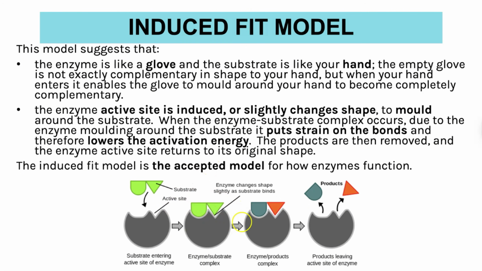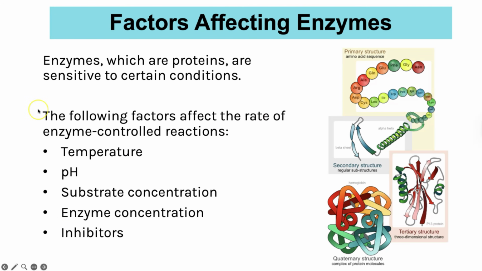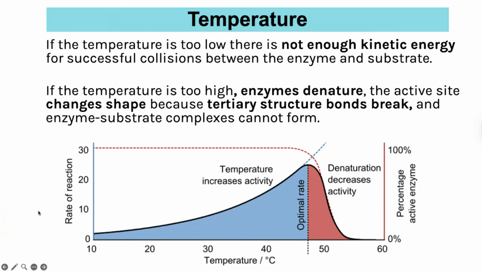But because it's molding around it, when it's in this enzyme substrate complex, that is going to be putting strain and tension on the bonds, and therefore less energy is needed to break them. So that is the accepted model. Now we have more of an awareness that proteins aren't completely rigid. There is some flexibility to their structure, and it better explains how the activation energy is lowered. So factors that affect enzymes then are temperature, pH, substrate concentration, enzyme concentration, and also inhibitors. So we're going to go through each of these.